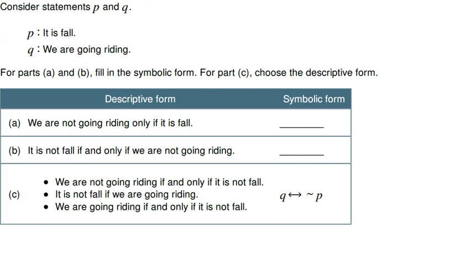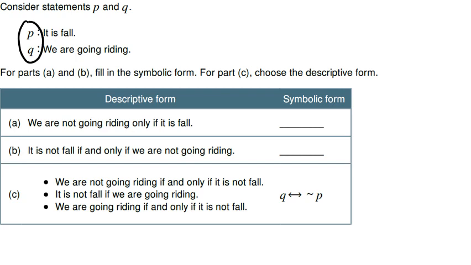Okay, for the last one here, I believe this is the last one, but this one's a little bit tricky. You have to be careful. We have two simple statements here. You have to remember, in English you can say things so many different ways. So let's read the first descriptive form. We are not going riding only if it is fall. So how is this written in symbolic form? What type of statement is this?